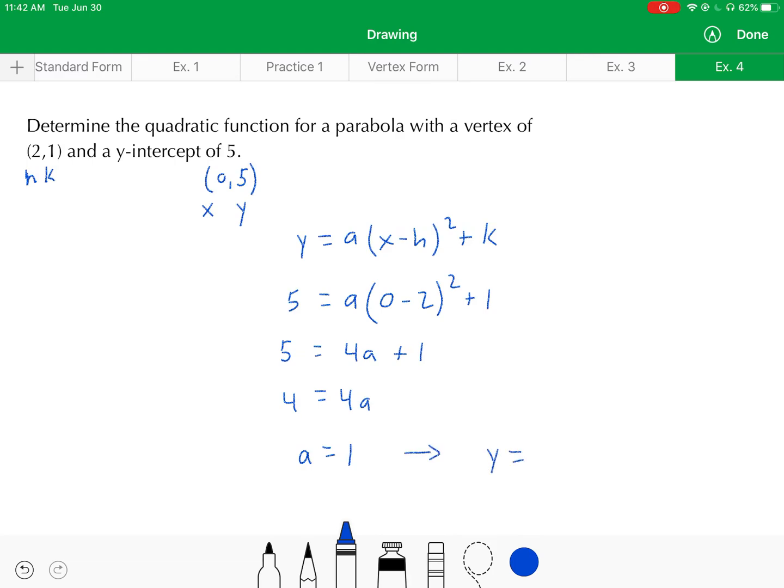y equals a value of 1 multiplied by x minus my x-coordinate of the vertex squared plus my y-coordinate of the vertex. So vertex form is very useful for being able to write an equation given some parameters of the parabola.